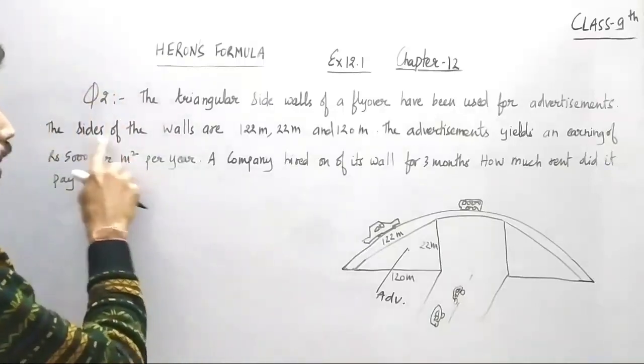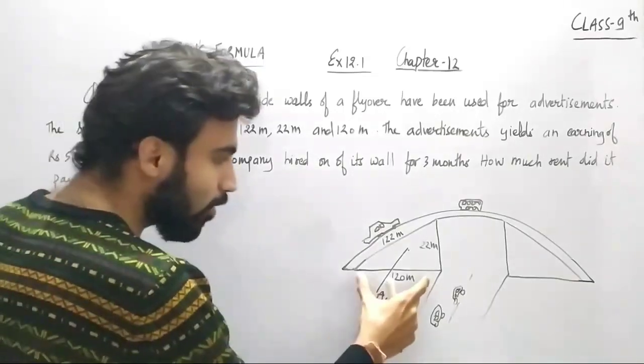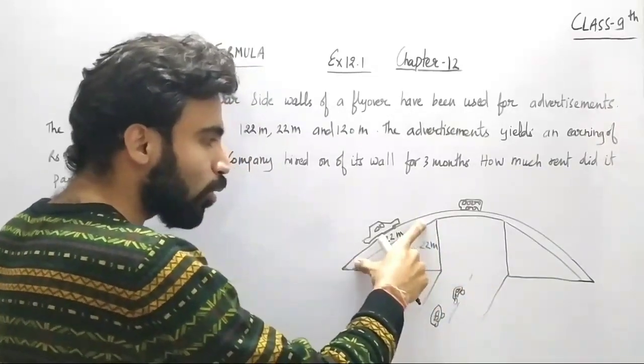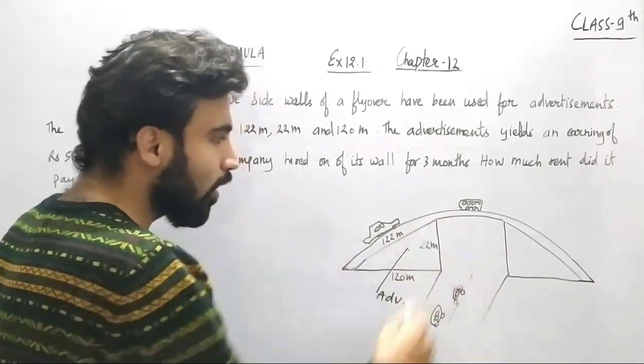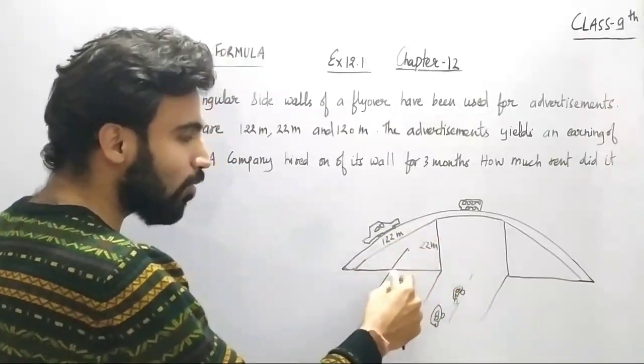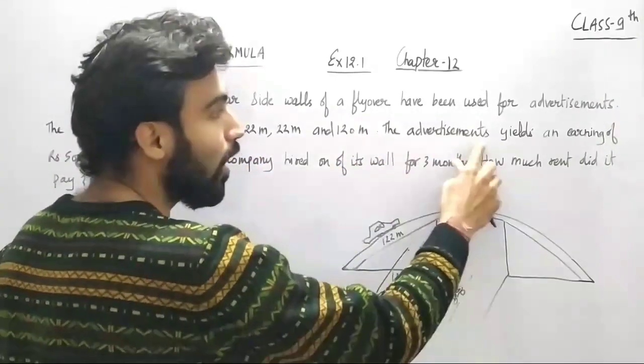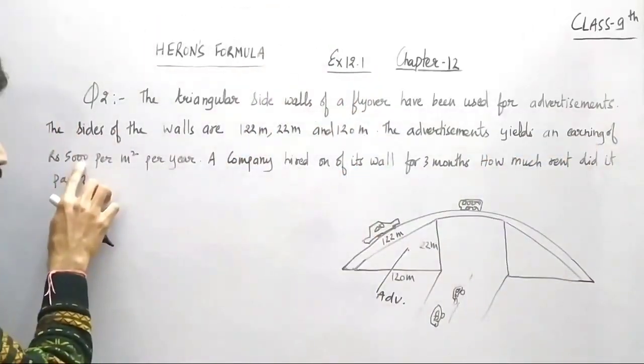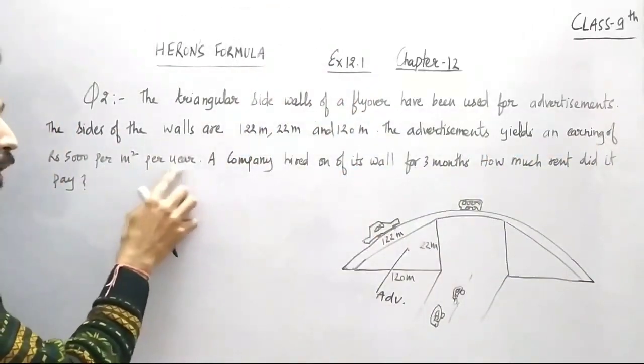You can see now the sides of the walls are given here: this is 120, this is 22 and this is 122 meters, right? So here we know the dimensions of the triangular wall. Then you can see the advertisements yield an earning of rupees 5,000 per meter square per year, right?